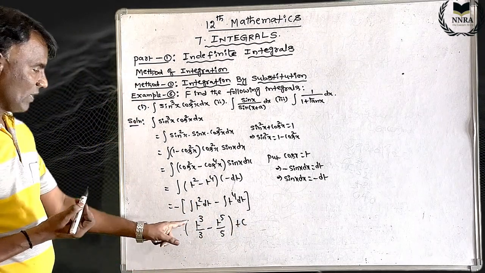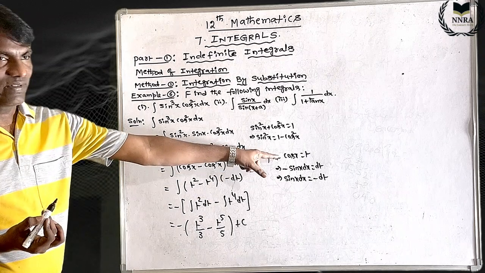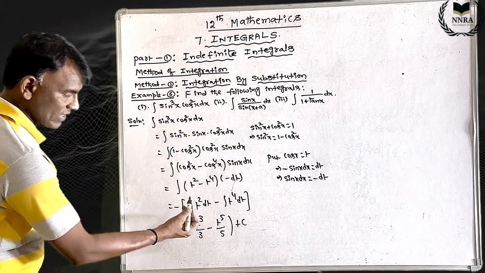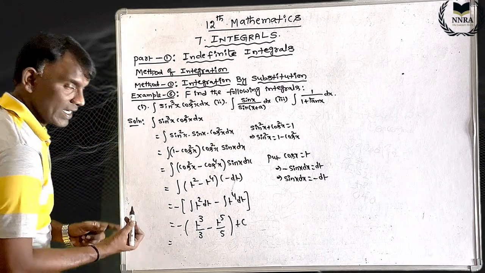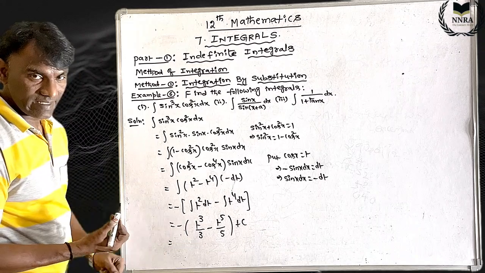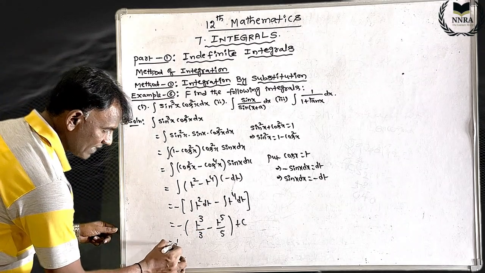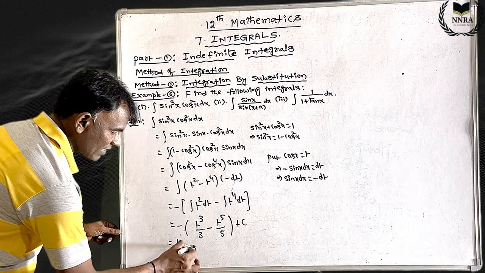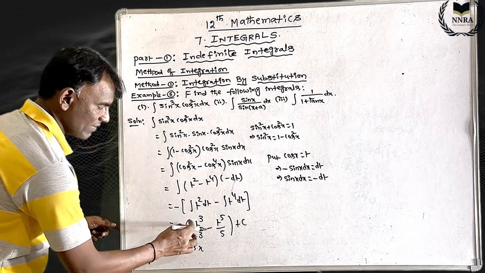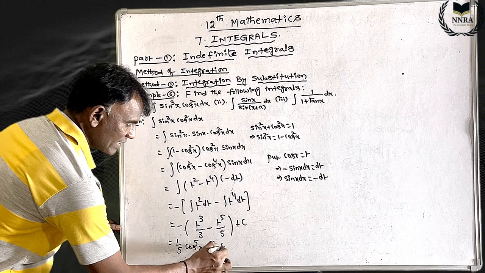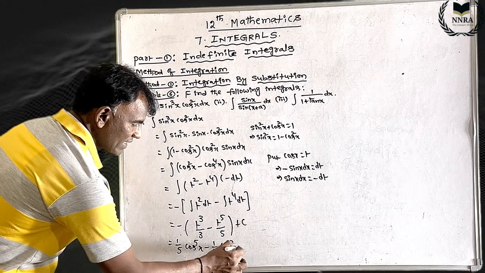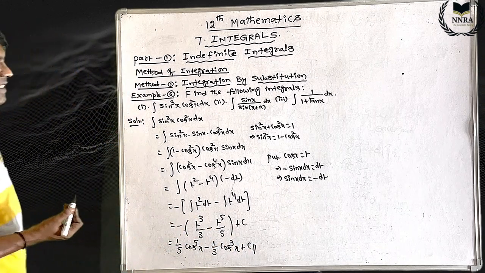Now what is the value of t? t is equal to cos x. Then t³ by 3 means how to write it? Do one thing, multiply with minus. So minus into minus is plus, so 1 by 5 t^5 means cos^5 x, then minus 1 by 3 cos³x. Then constant c. That is the answer.